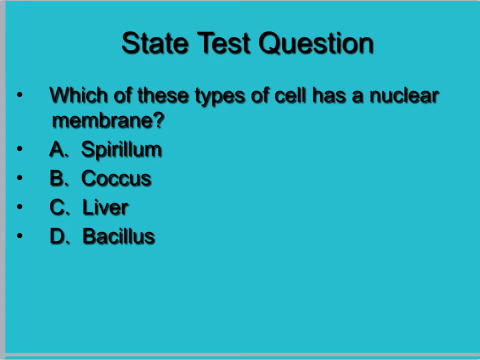Which of these types of cell has a nuclear membrane? Well, if it has a nuclear membrane, that means it has a nucleus. So what type of cell has a nucleus? A spirillum, coccus, liver, or bacillus? Well, hopefully you chose liver, because a liver is something animals have, and animals are eukaryotic. That was an example we gave.